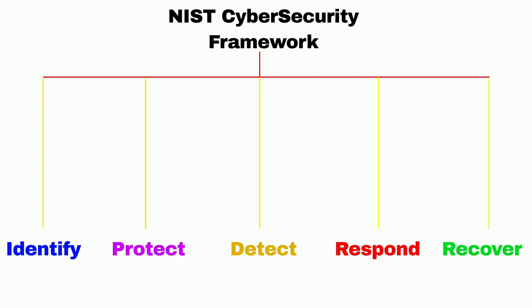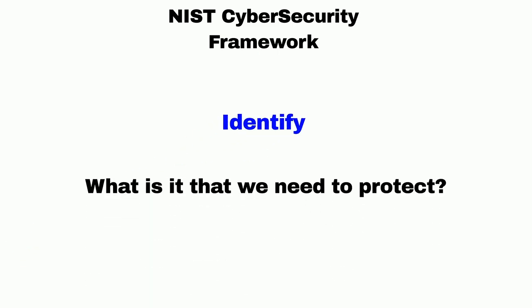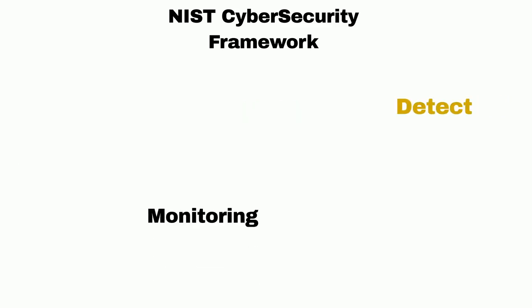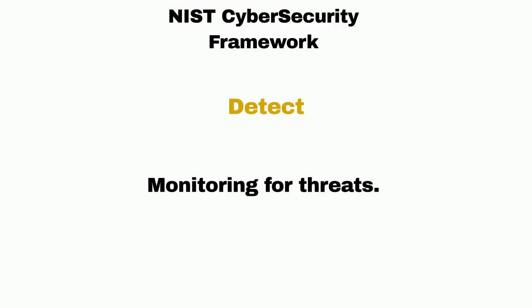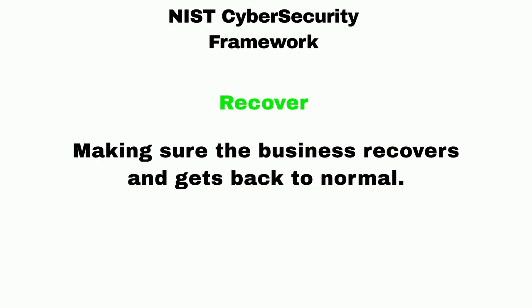When we're identifying, we need to know what it is that we need to protect. The second, protect, is the actual security control that we put in place to provide this protection. When we're detecting, we're monitoring for threats. And when we respond, that's when we actually handle the threat, and we want to do it quickly. And lastly, we want to make sure the business gets back to normal. So we have to make sure that we recover.